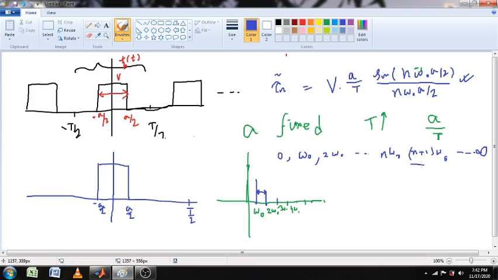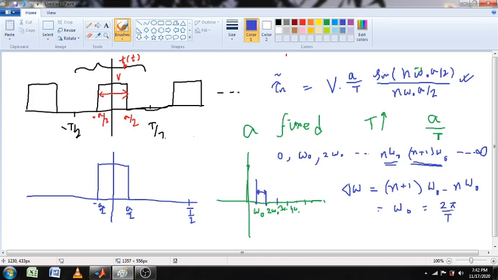So if I take the n plus 1th harmonic and the nth harmonic, take a difference between them and try to find the spectral gap, then what do I find? (n plus 1) omega naught minus n omega naught. So what we have is essentially omega naught, right? So omega naught is nothing but 2 pi by T. We all know this, that omega naught is nothing but 2 pi by T, right?